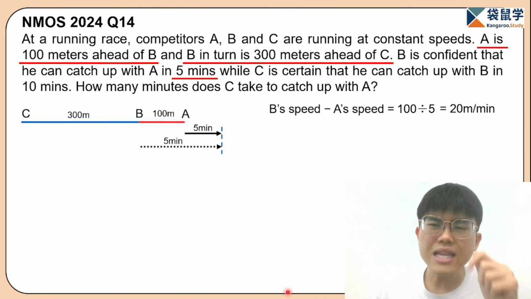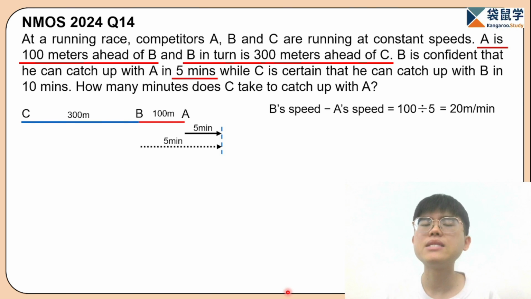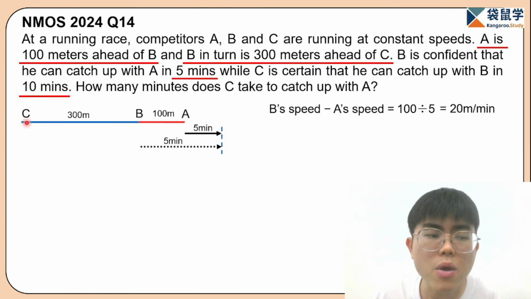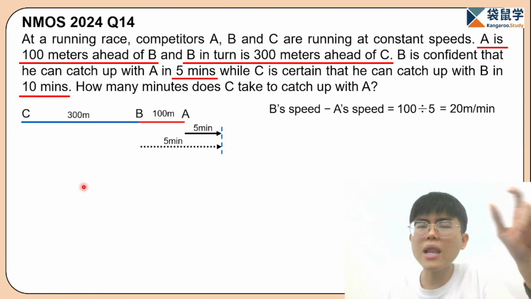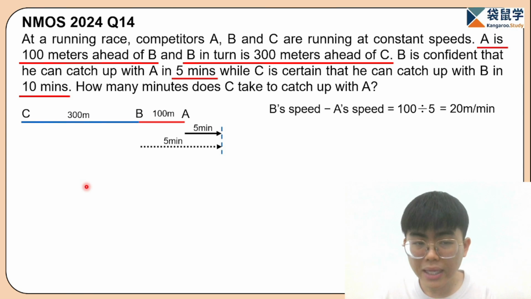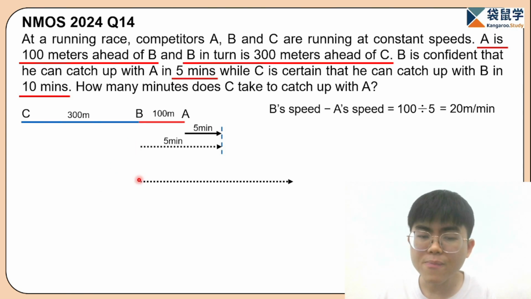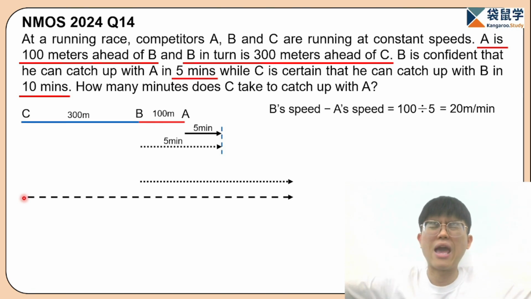Alright everyone. Now from the question, we also say that C is certain that he can catch up with B in 10 minutes. So B will start to travel from here, and C will start to travel from here. Now let's try to draw the running line together. B will start from here. We draw another dotted line from B. And then C will start from here. We draw another bigger dotted line from C.